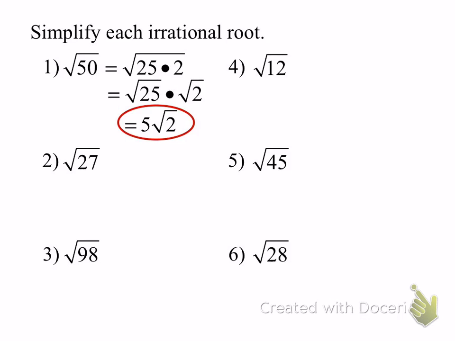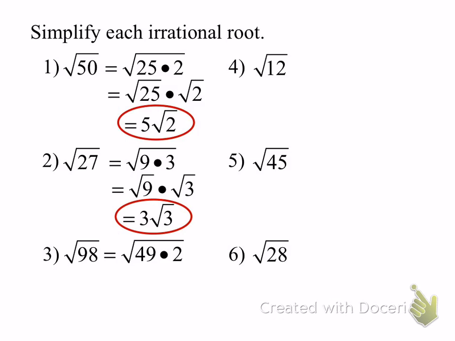27 is broken down how? Gabby? 9 and 3. Good. I always write my perfect square first. So this simplifies to what? 3 radical 3. Number 3, Gohar. 49 and 2. Good. And then you get 7 and 2. 7 what? 7 rad 2. Okay.